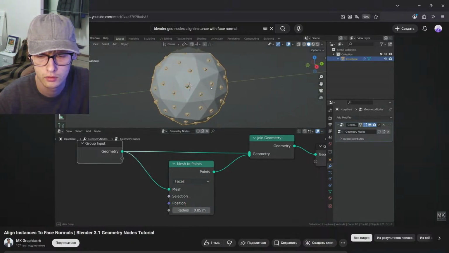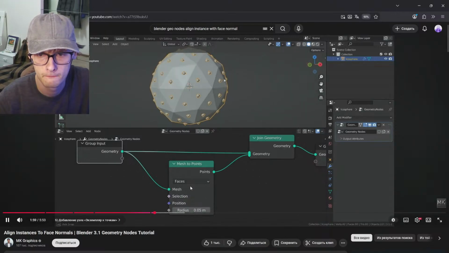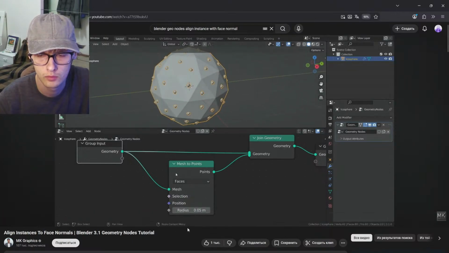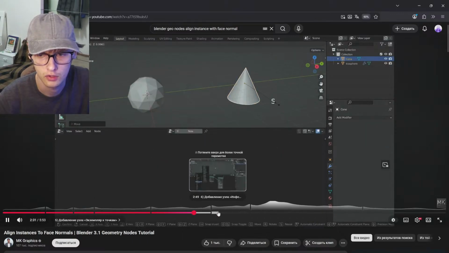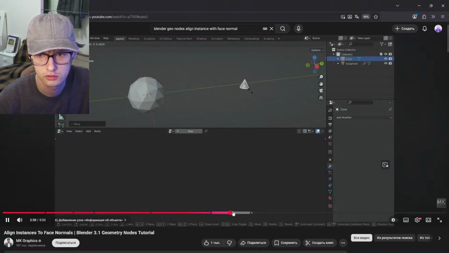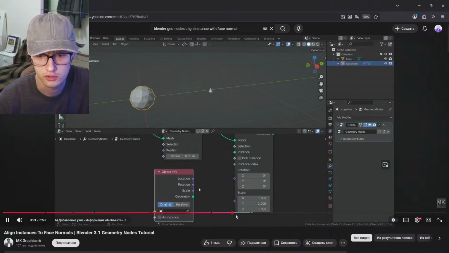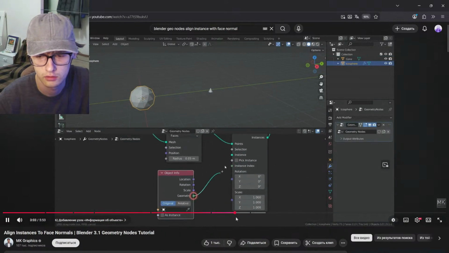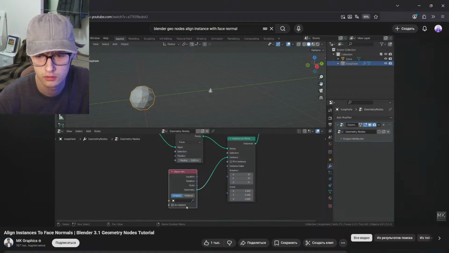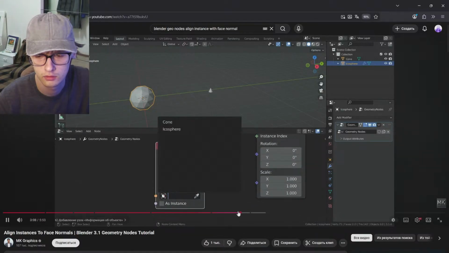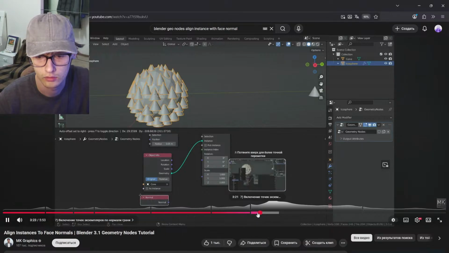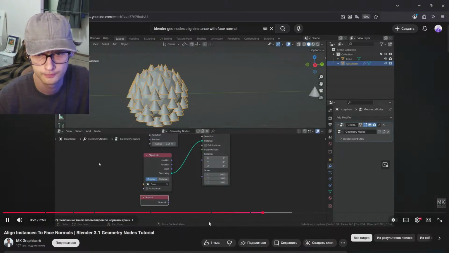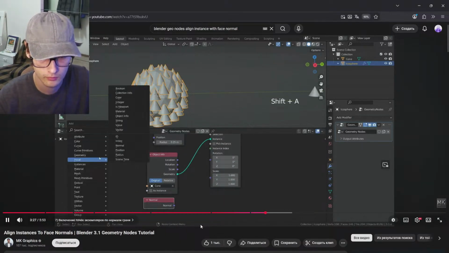There we go. Now, we will change the points with the instance object. To do that, we need to add instance on points node. Plug the geometry node to instance node. Choose the cone as instance object from the... Normal, yes. Also, let's add transfer attribute node.